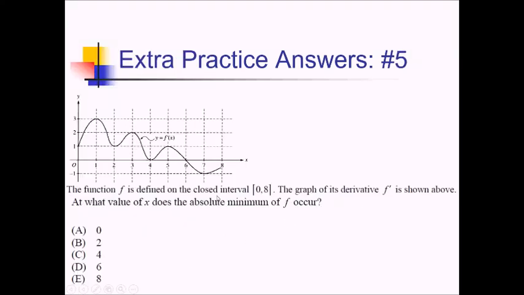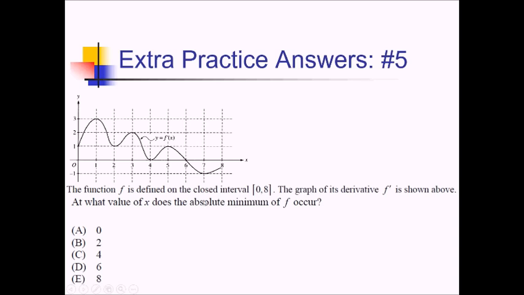For this problem, we have this function f defined on an interval from 0 to 8, and the graph of f prime is shown right here. So we want to know at what x value we have the absolute min for f. In general, we know the absolute min is going to happen either at one of the endpoints, 0 or 8, or at a critical value.